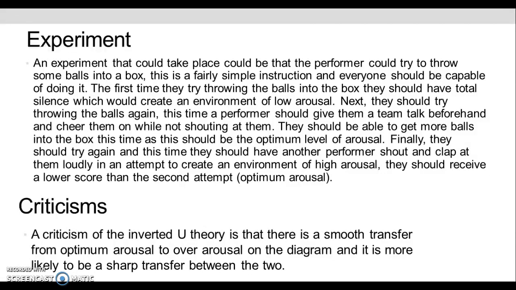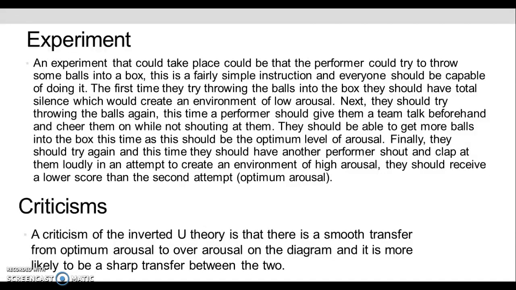Next, they should throw the balls again, but this time the other performer should give them a team talk beforehand and cheer them on while not shouting at them. This would give them an example of optimum arousal, and they should be able to get more balls in the box this time. Finally, they should try again and this time the other performer should shout and clap at them, creating an environment of high arousal, and then their score should lower again.